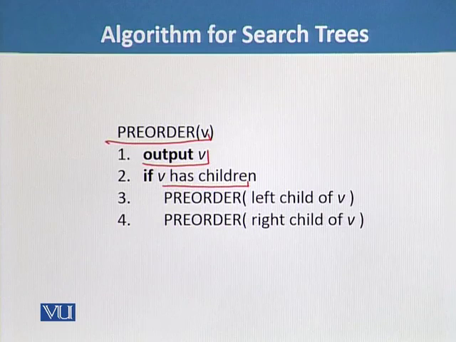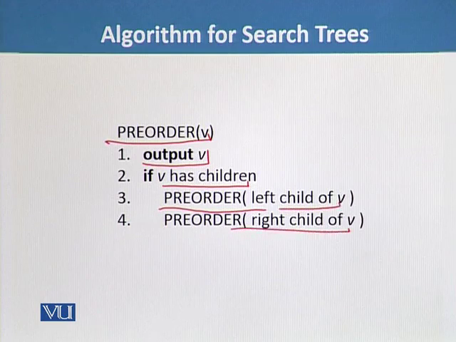So if it has children, then it will go to the left child of V, and then it will go to the right child of V. It means it can go on both sides, left and right, and we can get the various types of strings in a very specific order. That is the traversing order.